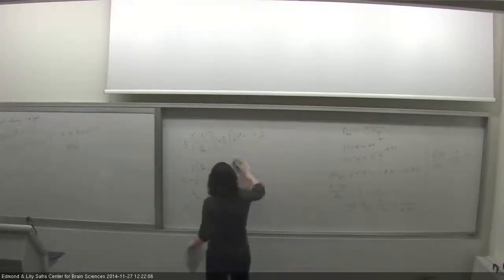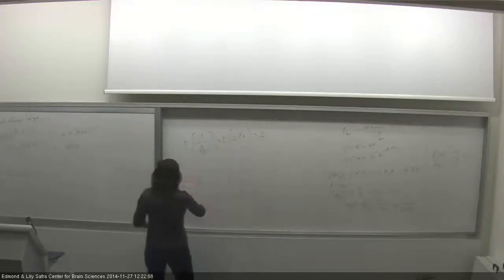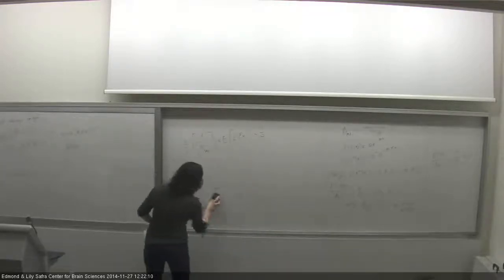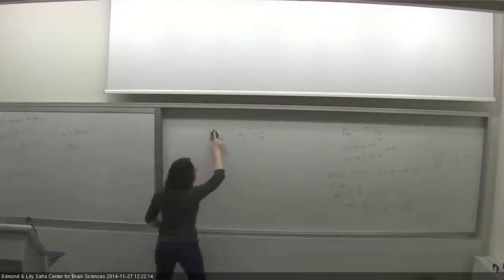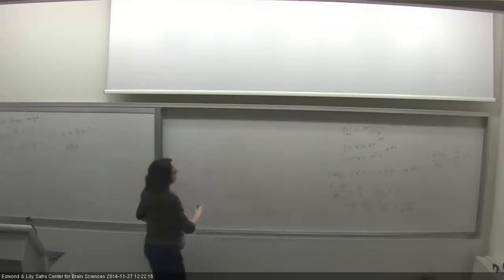Okay, so we already mentioned that an ML estimator can be biased, but let's see a concrete example from the normal distribution.